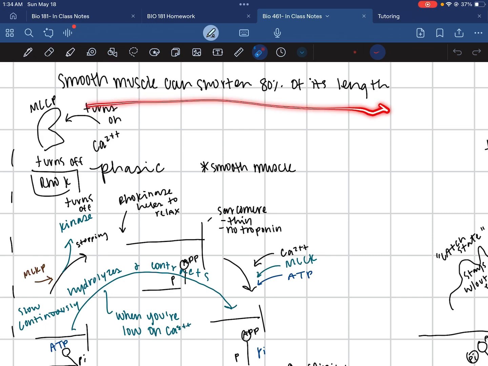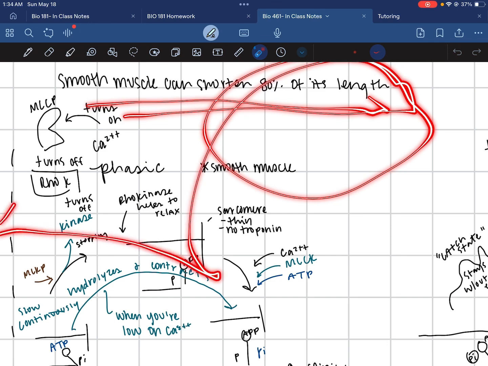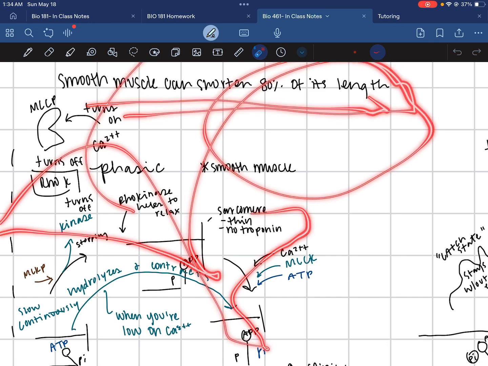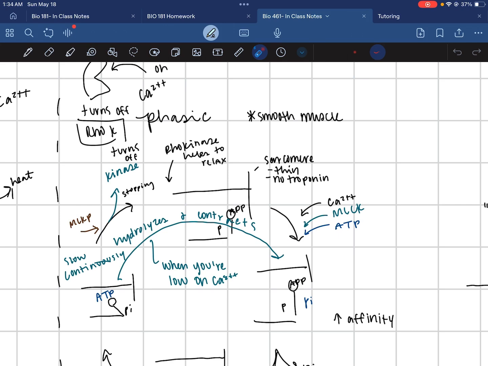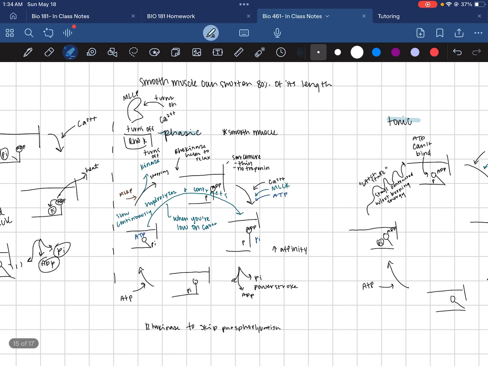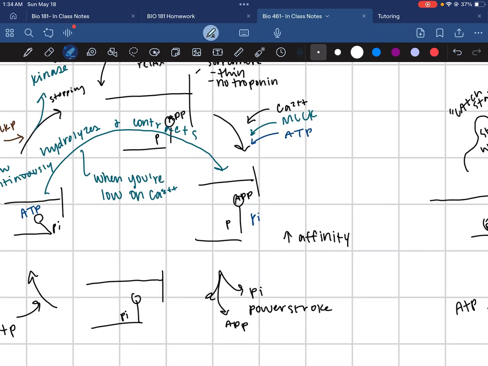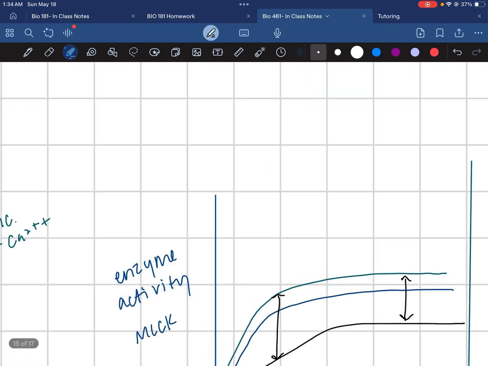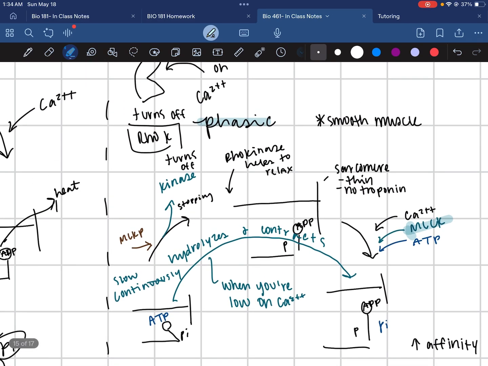Smooth muscle can shorten 80% of its length. I don't know what it is for skeletal muscle, if I'm being honest, but the main difference between this one and skeletal muscle is the fact that we are using these little proteins, I think, or monomers, which are called MLCK, and then we have rho kinase, which are pretty cool.